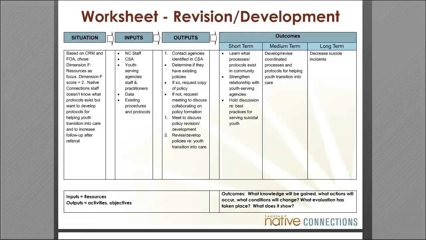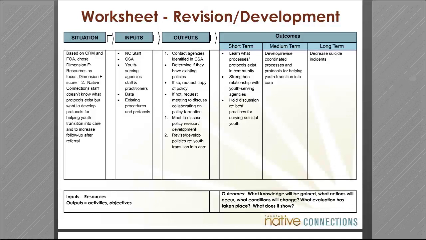That's a good situation to be in. We can work with that. So the inputs are, you have the Native Connection staff, you have the information data in your CSA, you have youth serving agencies, staff, and practitioners waiting and willing to help. You have existing data and existing procedures and protocols to work with.